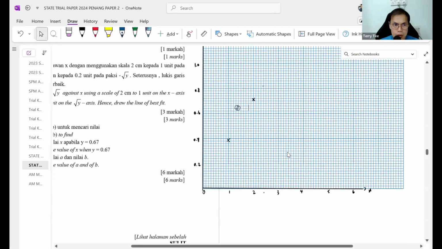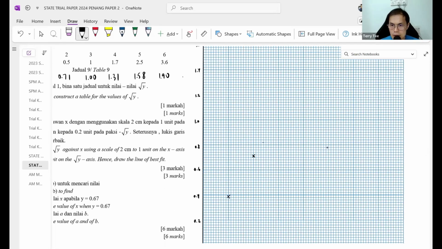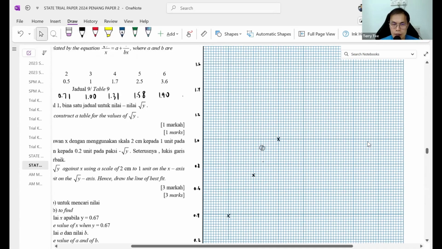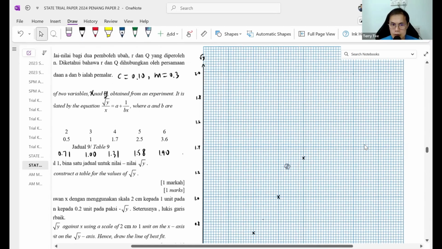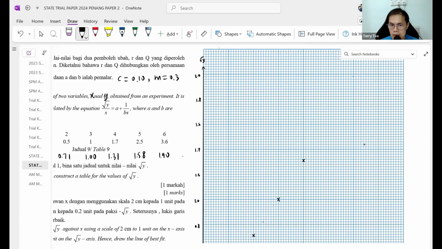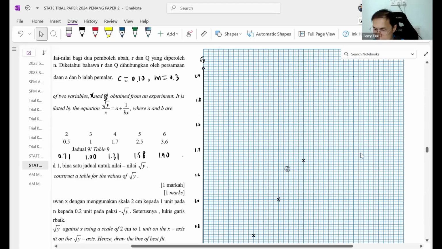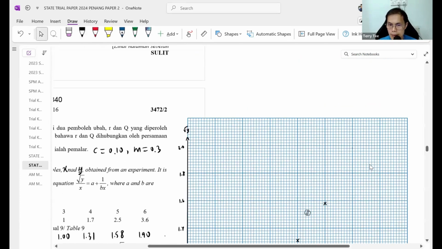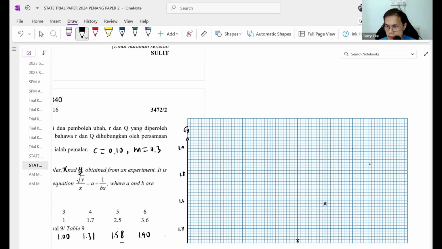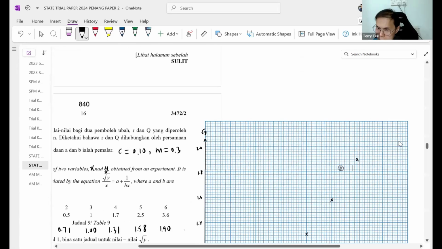Next, we have 3 and 1. Next, you have 4 and 1.31. This is 1.32, so 1.31 is over here. Next, 5 and 1.58. Let me zoom in a bit more. Okay, 1.58. Then 6 and 1.9. Okay, so I think all the points are done.